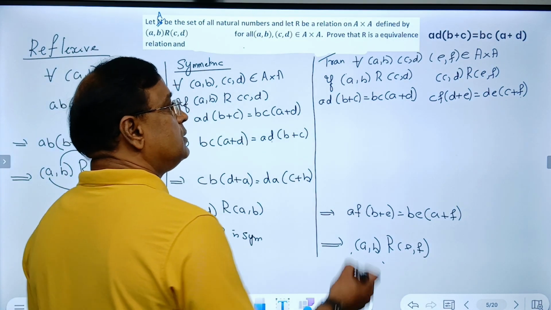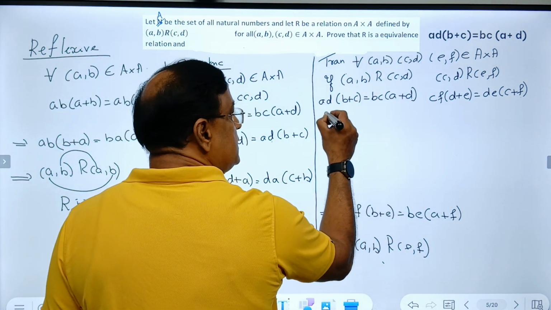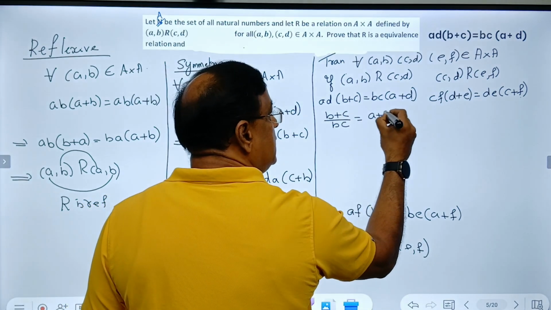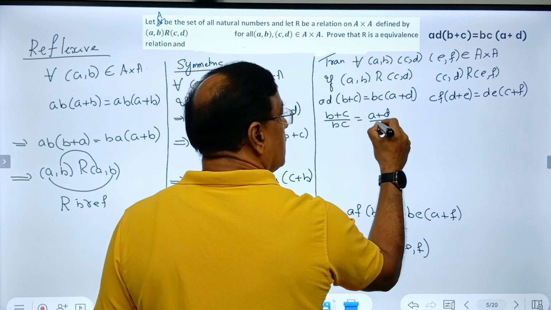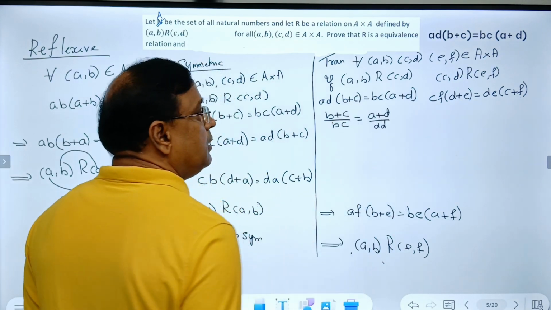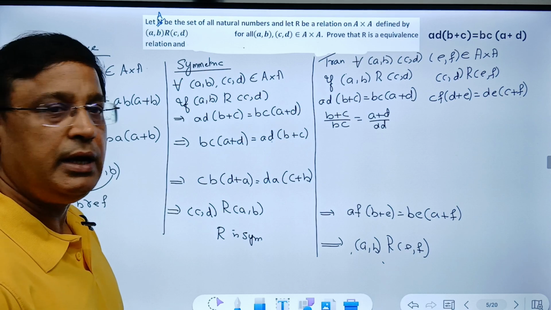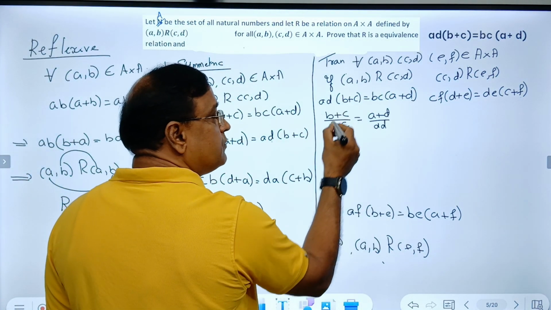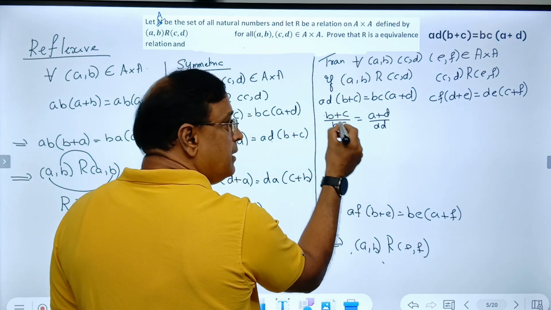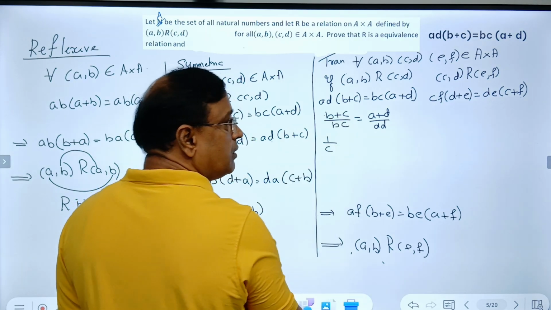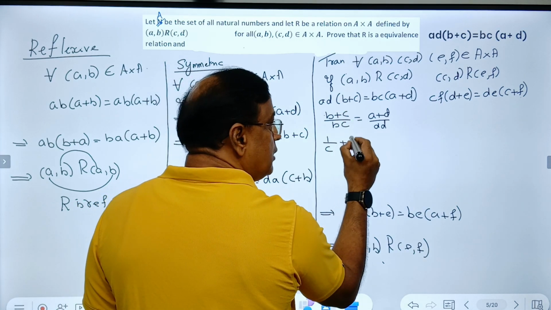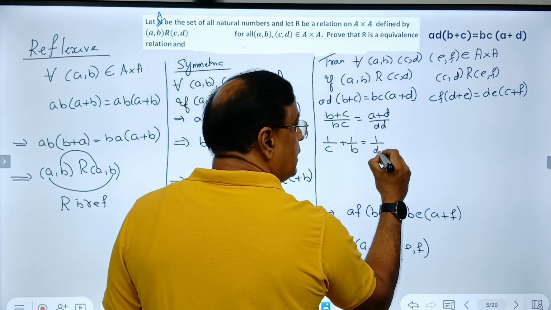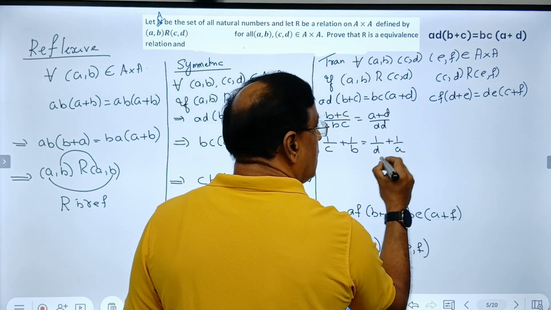Now how do I go about it? Now look at this expression. Can I say this is (B plus C) by BC equal to (A plus D) by AD? I just cross multiply. I brought this AD down, I brought this BC down here. Now you split this. B by BC will be 1 by C. Correct? And what is C by BC? It will be 1 by B, equal to 1 by D plus 1 by A. Call this as 1.